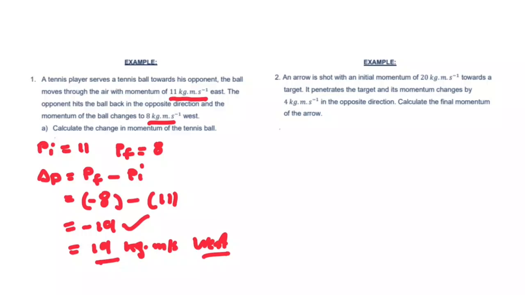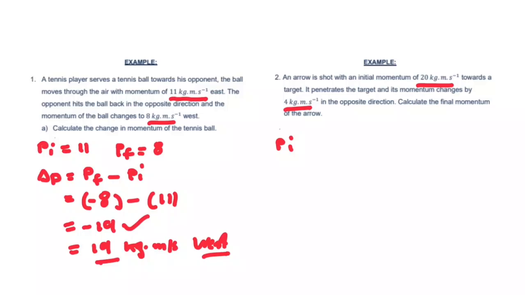The second problem, an arrow is shot with an initial momentum of 20 kg meters per second towards the target. It penetrates the target and its momentum changes by 4 kg meters per second. Okay, in the opposite direction, right? Calculate the final momentum of the arrow. Okay, so we are given the initial momentum. Again, let's take, okay, here we don't have east or west, right? We have towards and away. So let's take towards as positive and away, or in the opposite direction, as negative.